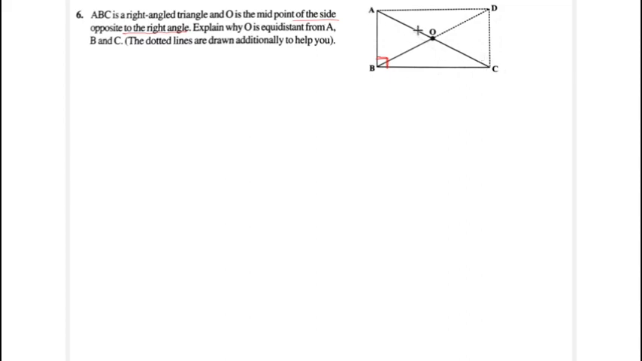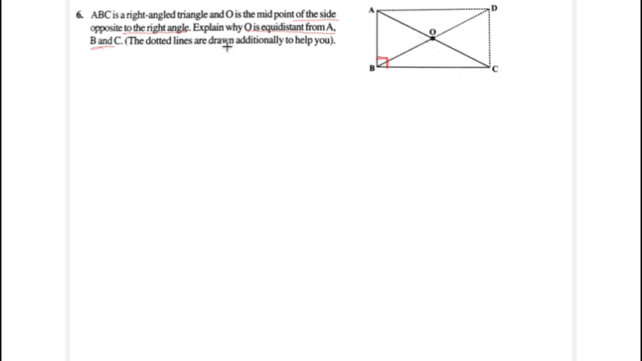From the question only it is clear. Explain why O is equidistant from A, B and C. From A and C it is already given in the question, as O is the midpoint of AC. So obviously AO equals OC. Now we have to check for B.